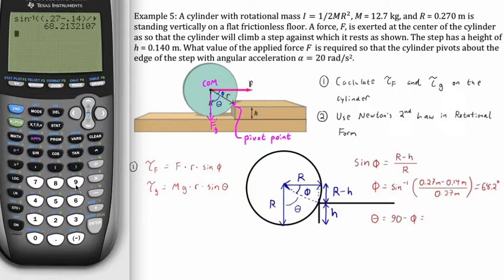So we can just do this in the trusty calculator. 90 minus this value here. All right, 21.8 degrees. Looks really good. Made a mistake. Okay, so it's tangent, obviously.